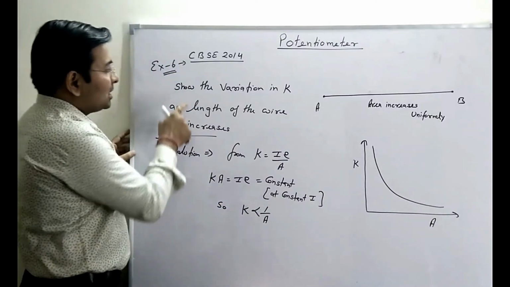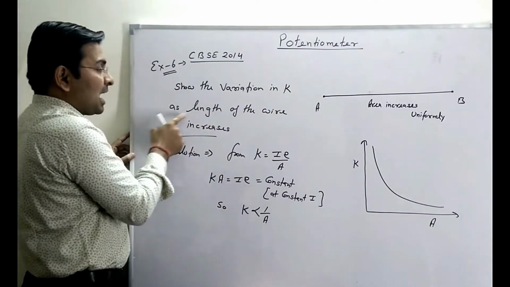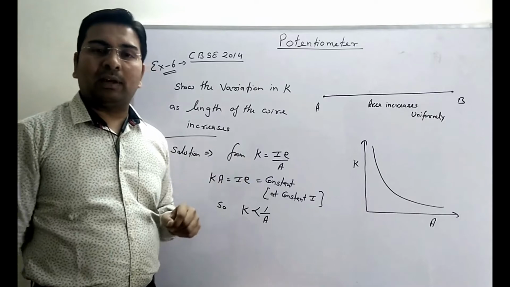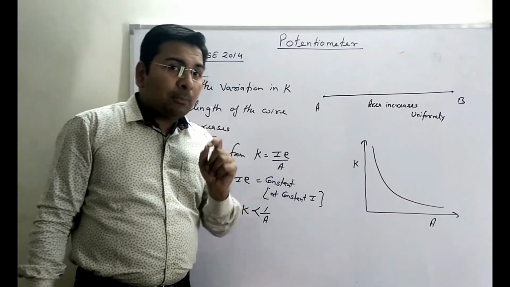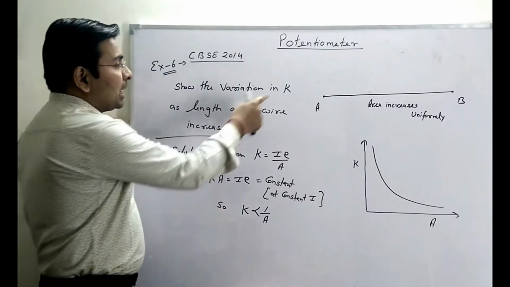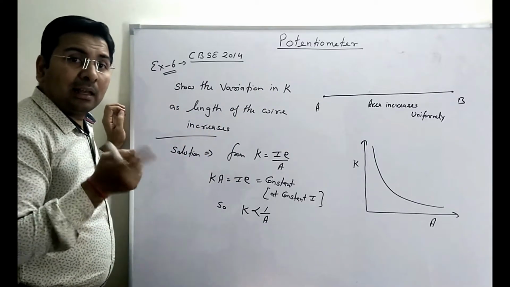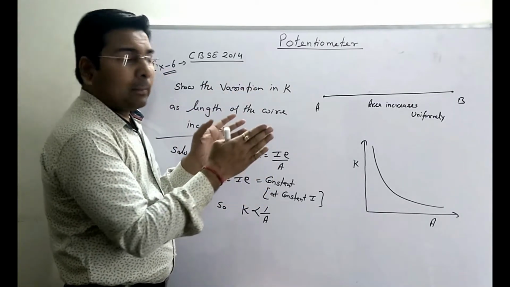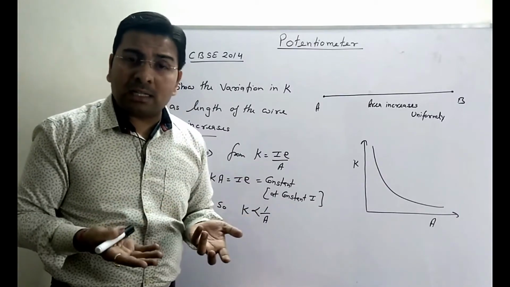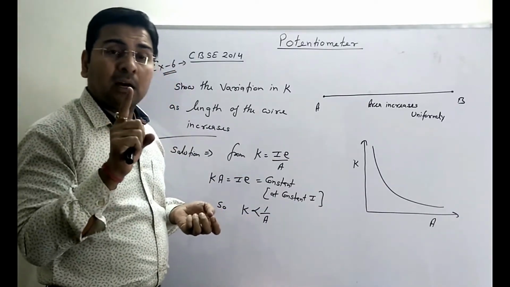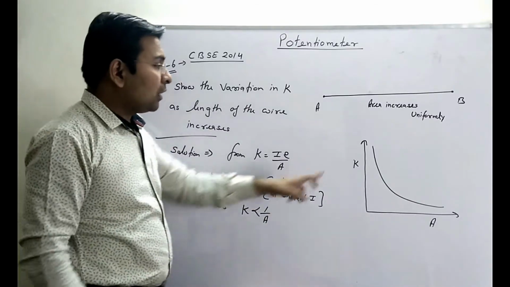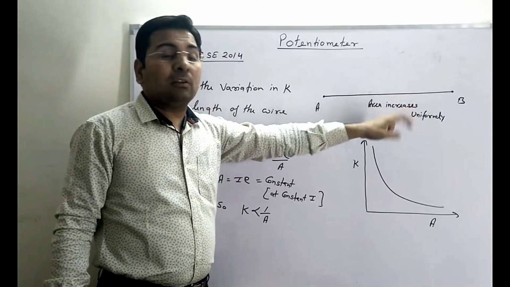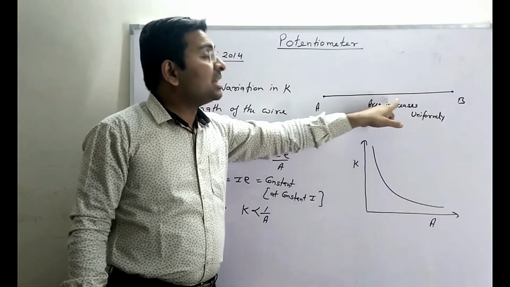Now the question is: show the variation in K as the length of the wire increases. Most important, students got confused here thinking they have to find the variation of K with L. But if you look carefully, the given length L of the wire is constant in a potentiometer. What is varying is the area. So you have to show the variation of K with area of cross section, because the area of cross section is increasing continuously.